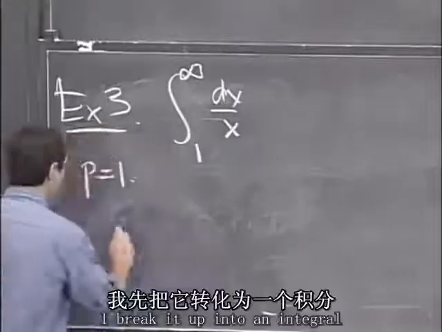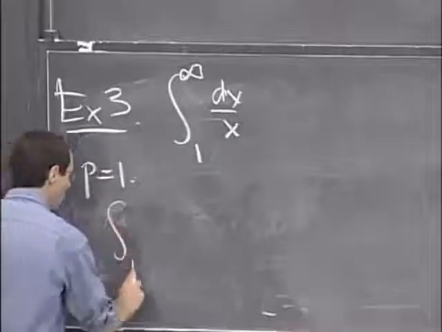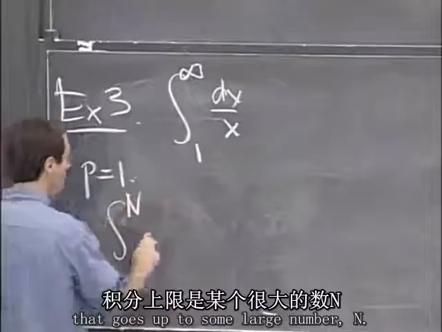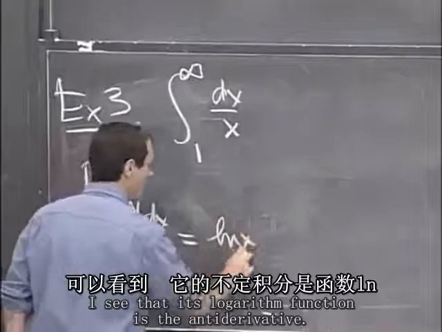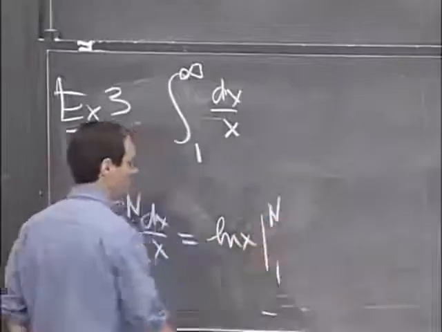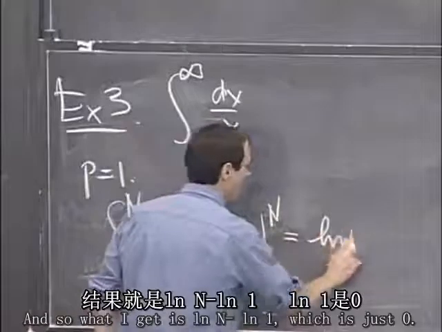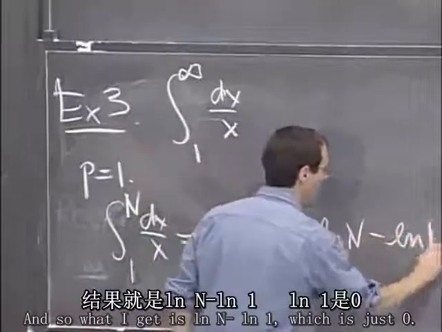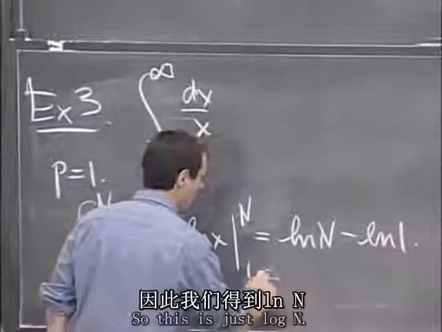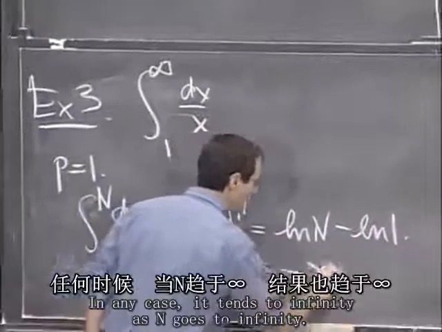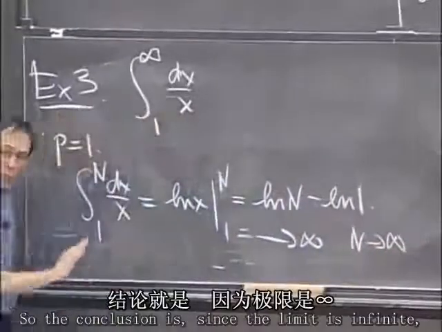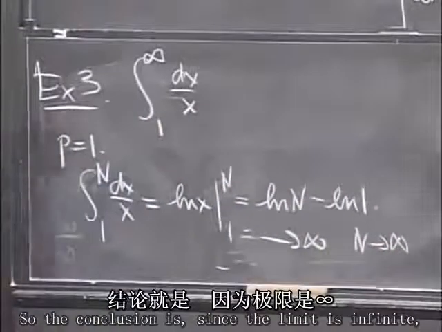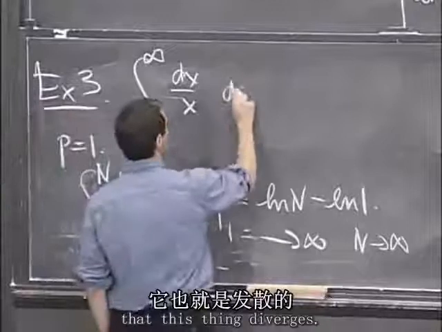I break it up into an integral that goes up to some large number n. I see that the logarithm function is the antiderivative. And so what I get is log n minus log 1, which is just 0. So this is just log n. In any case, it tends to infinity as n goes to infinity. So the conclusion is, since the limit is infinite, that this thing diverges.